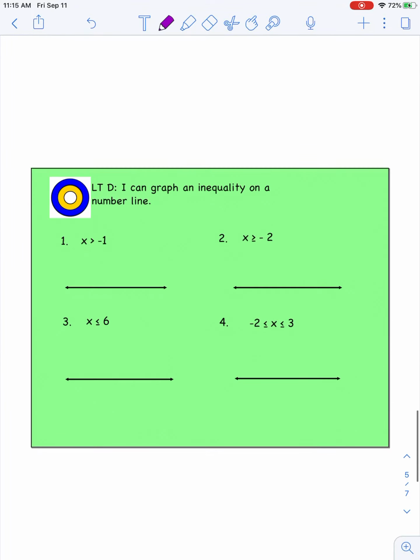So now it's your turn. Okay, I'd like you to try to graph number 1, 2, and 3. Pause the video, graph those, make sure that you got them correct, then start the video and check your work.